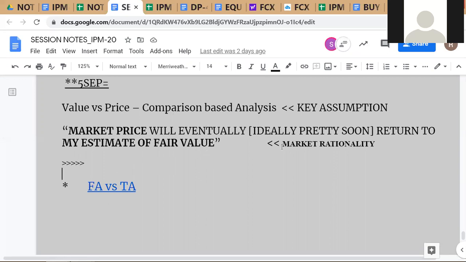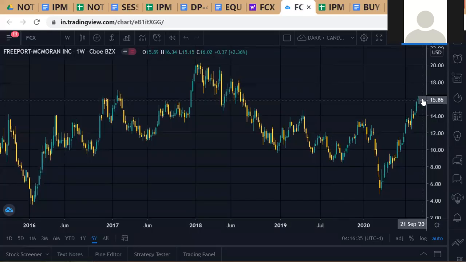The first difference between FA and TA is going to be related to this point. This assumption we call market rationality, which is the assumption that the market price will eventually return to my estimate of fair value. Here in the FCF, eventually it will move to 20. That is basically what we call the assumption of market rationality.